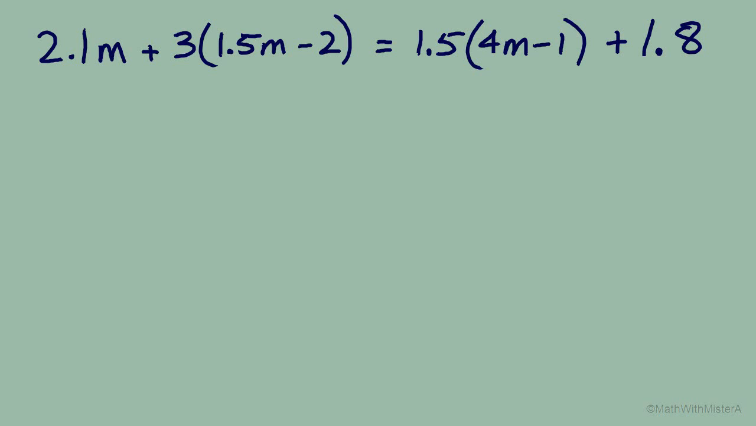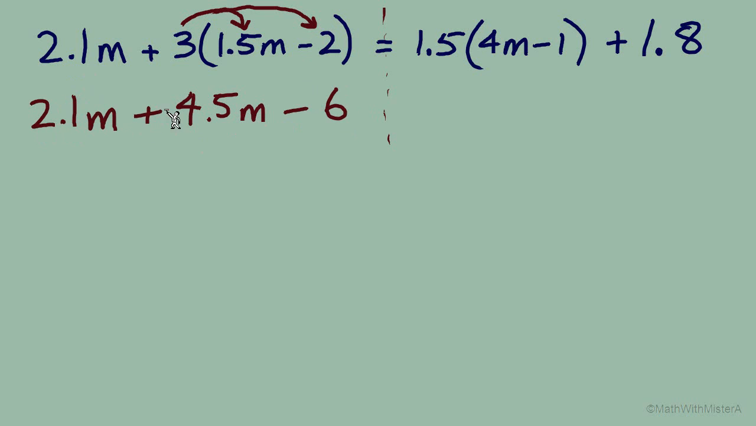Next is kind of a nasty looking example, but we've got an approach that will simplify first. So take these sides one at a time. Look just on the left side first. We can distribute 3 times 1.5m, 4.5m, and 3 times minus 2, minus 6. We still have this positive 2.1m.